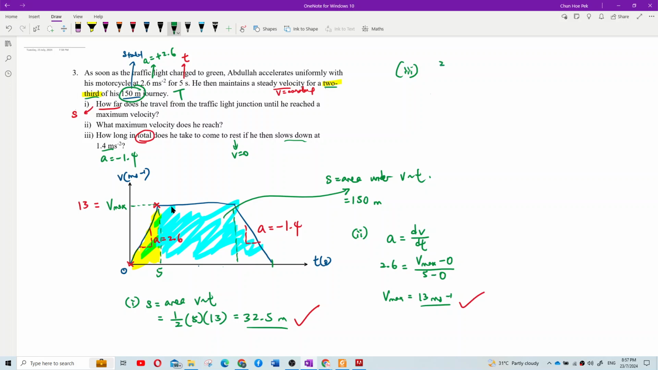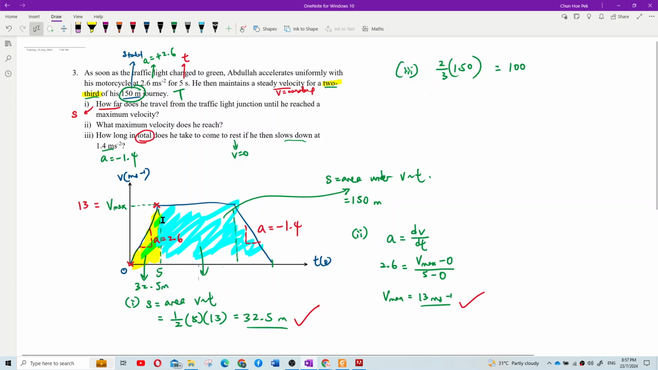Okay, so 2/3 of the 150. That is what it means, class. 2/3 of 150, what do you get? 2 divided by 3 times 150, so it is 100 meter. That means the area under this graph is 32.5 meter. The area of this rectangle, the constant velocity, is 100 meter.